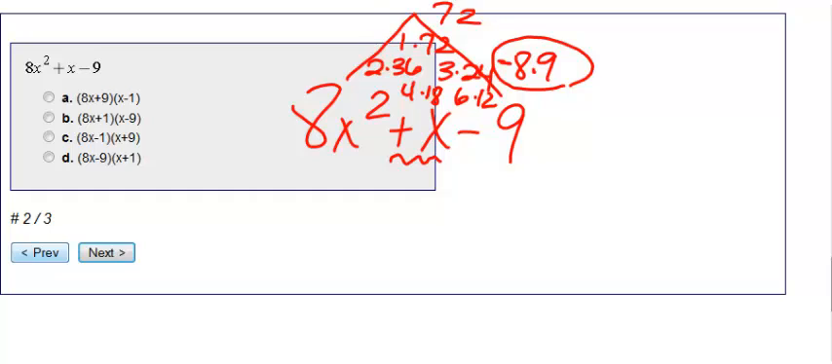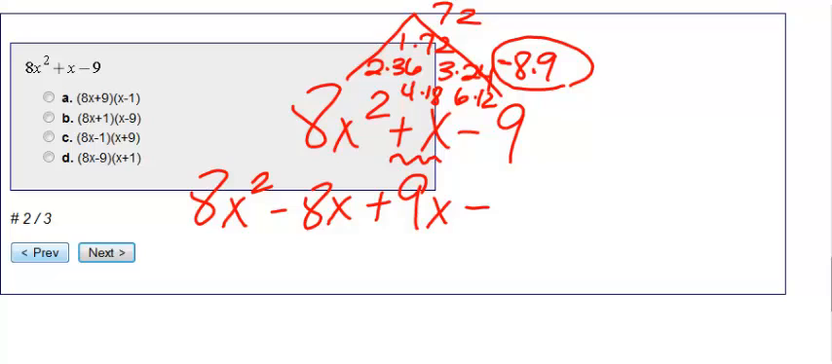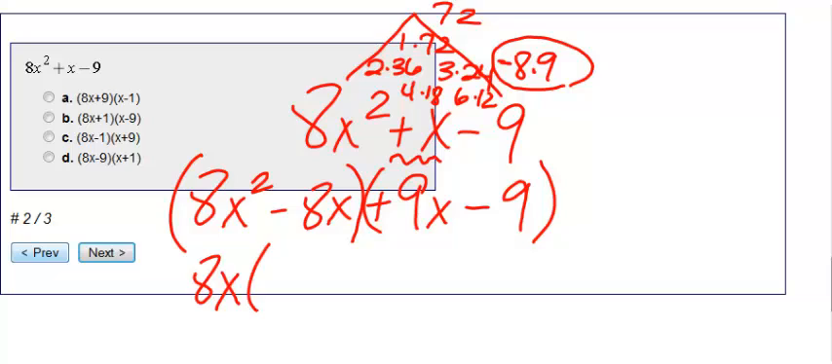So now I'm going to split this up. 8x squared minus an 8x, I'm splitting this up, plus a 9x minus a 9. Okay, then now I have 4 terms. So I group the first 2, group the last 2. In my first set of parentheses, I ask myself, what can I pull out? I can pull out an 8x. Now if I pull out an 8x, I'm left with x minus 1. Do not forget that 1.